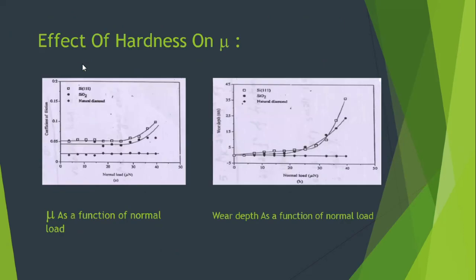Effect of hardness on coefficient of friction. The figure shows the relation between hardness and normal load for silicon, silica, and natural diamond. In the case of diamond, transition does not occur in the load range because of its very high hardness, but silicon and silica coating start to increase above some critical load.